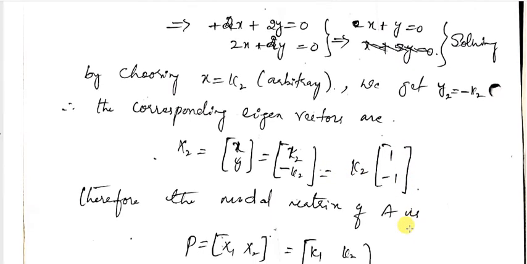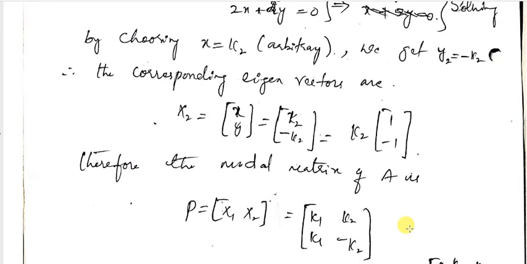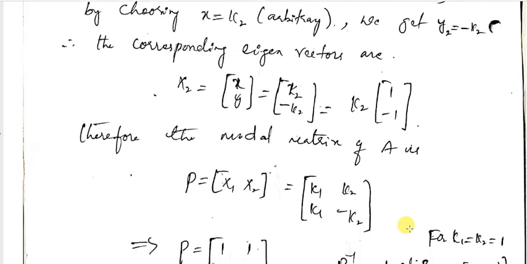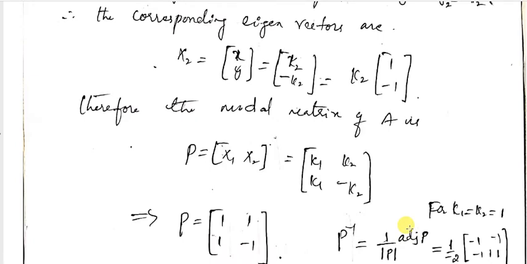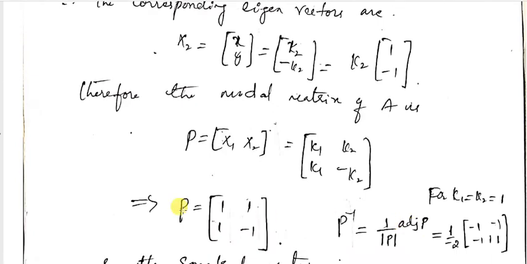Now I have got the eigenvectors corresponding to lambda 1 and lambda 2. Now I'll form the modal matrix of A, that is P is equal to [X1, X2].